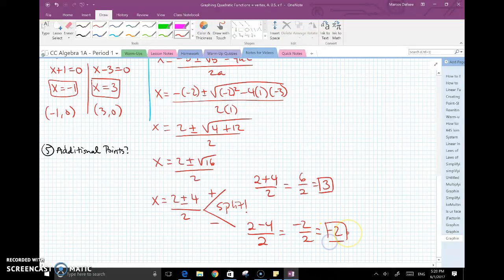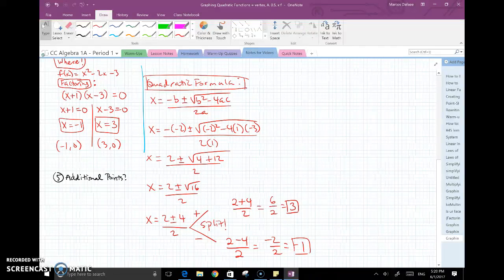And as you can see, they're the exact same answers I got earlier over here by factoring and solving. So whether you use one method or the other, you should get the same answers either way.